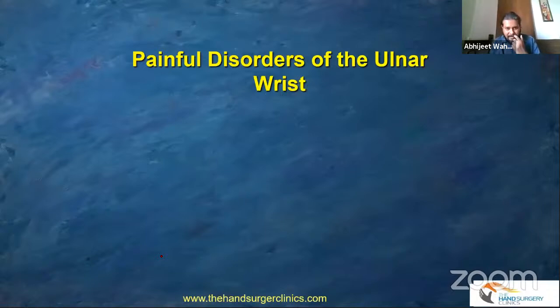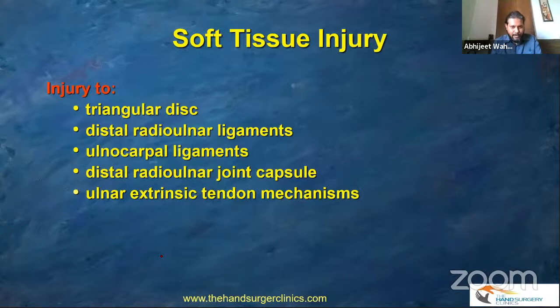So with that background of the anatomy and the biomechanics, let us come to the topic at hand, painful disorders of the ulnar wrist from the clinical standpoint. So let us understand what the different reasons or causes for distal radioulnar joint pain might be. Beginning with soft tissue injury, any injury to the TFCC per se, to the distal radioulnar ligaments, or to the ulnocarpal ligaments, or to the joint capsule, or to the extrinsic tendon mechanism, whether the flexor carpi ulnaris or the extensor carpi ulnaris, will cause pain on the ulnar aspect of the wrist joint.